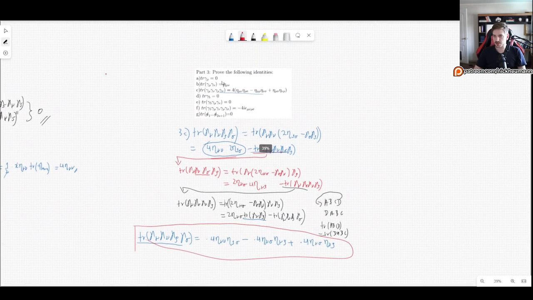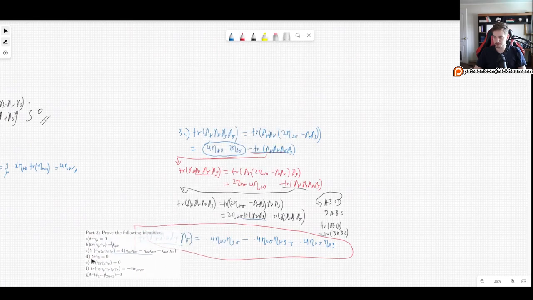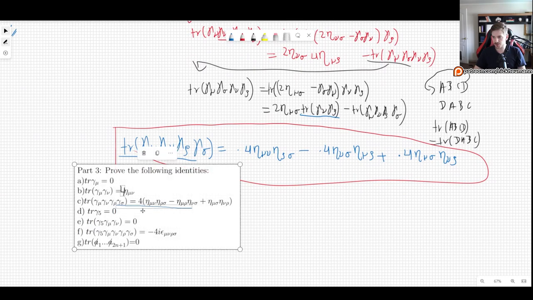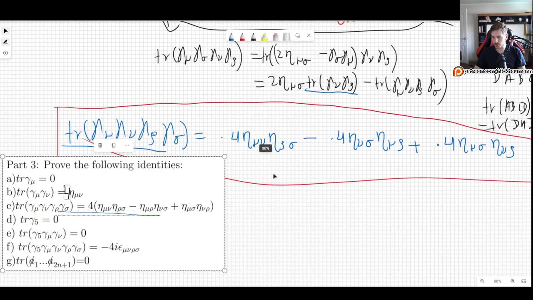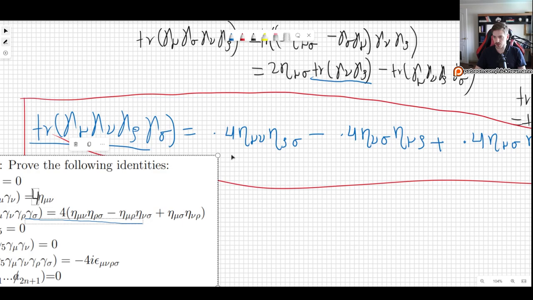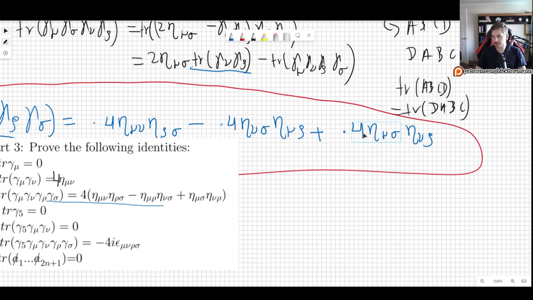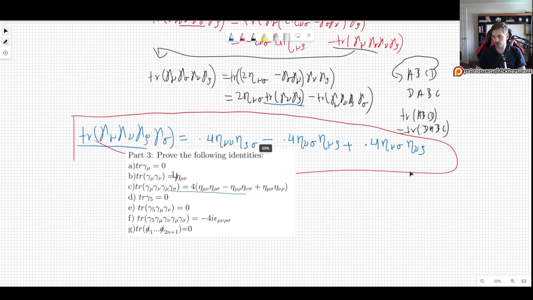Let me just bring this thing down so that we can compare, just to make sure, so you guys believe me. So that trace is 4 times eta mu nu eta rho sigma, then minus 4 eta nu sigma eta mu rho. They are in a different order, but the order doesn't matter, it's the same. And then plus 4 times eta mu sigma eta nu rho. So there we go, it is completely correct.